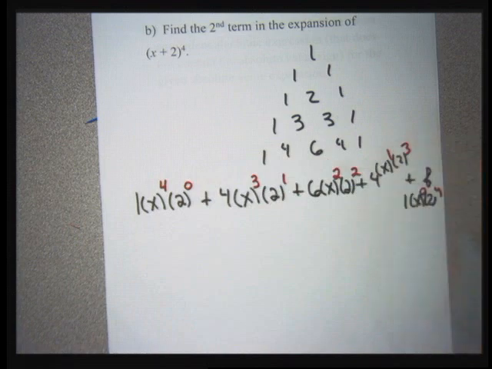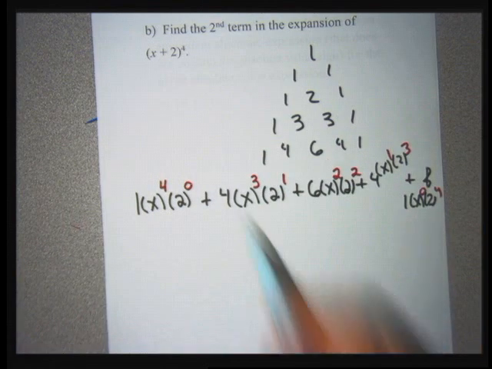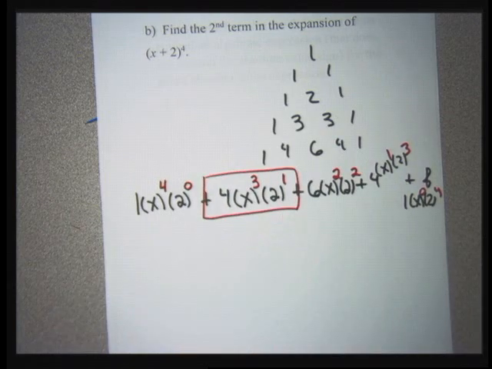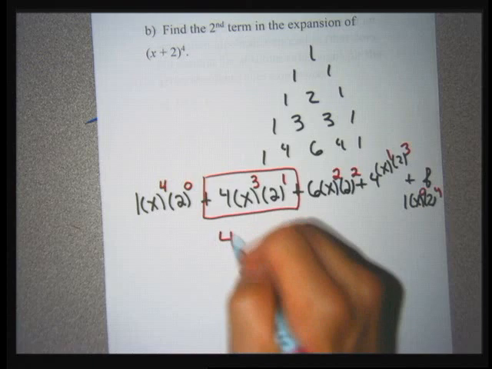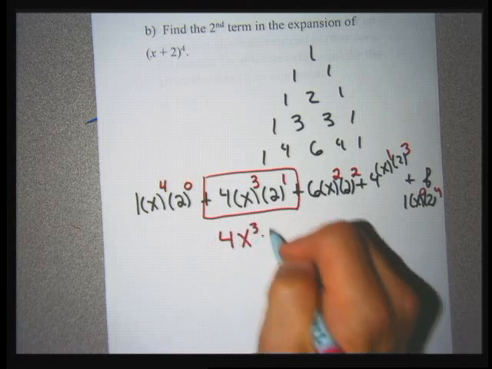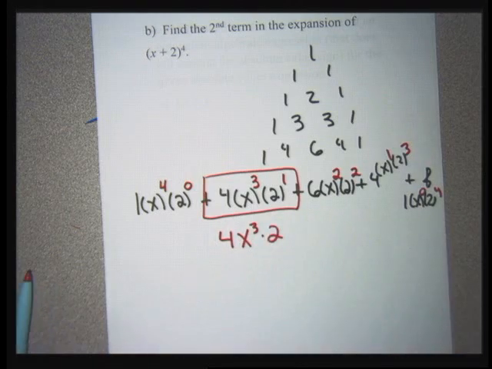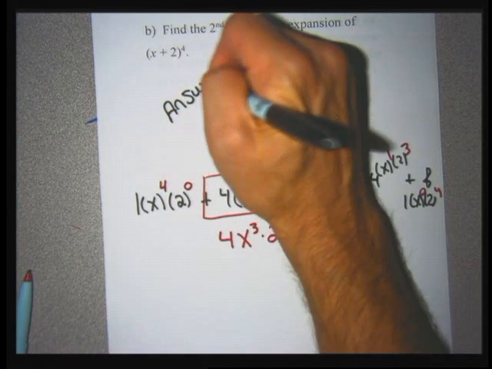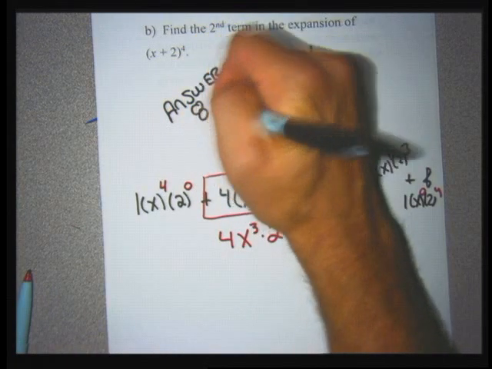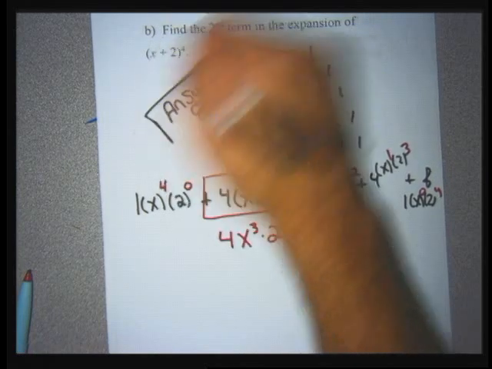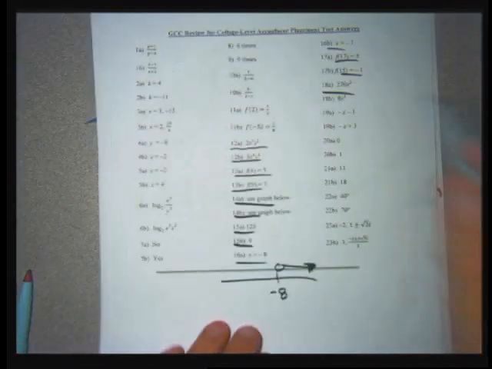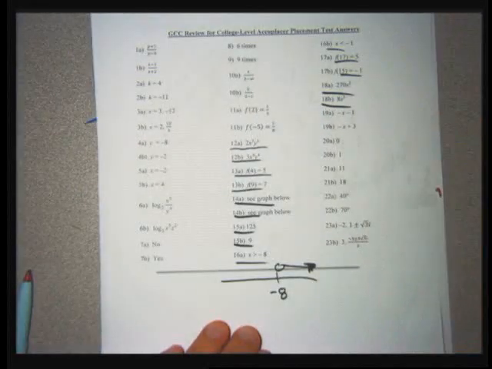My exponents always have to add up to 4 because this is a 4th degree polynomial. And the second term in my expansion is this. That's the only one I'm going to find because it's the only one I need. It's going to be 4 times x cubed and times 2 to the first, which is 2. So my answer to this is going to be 8x cubed. Again, check it to make sure I'm not sending you down the wrong path.